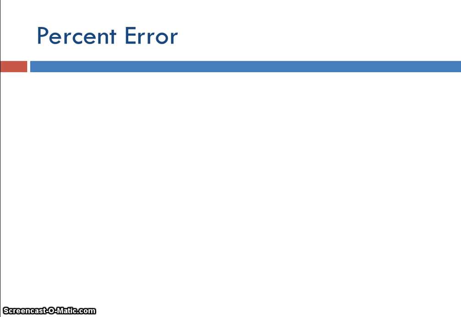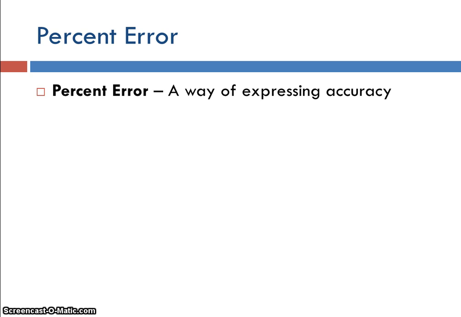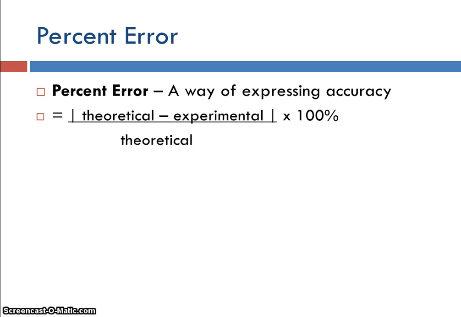And the last thing for this unit is percent error. So percent error is a way of expressing your accuracy. It's basically a grade for the scientists to show how well they did with their lab. And this is the equation. Percent error is the theoretical minus the experimental divided by the theoretical times 100.